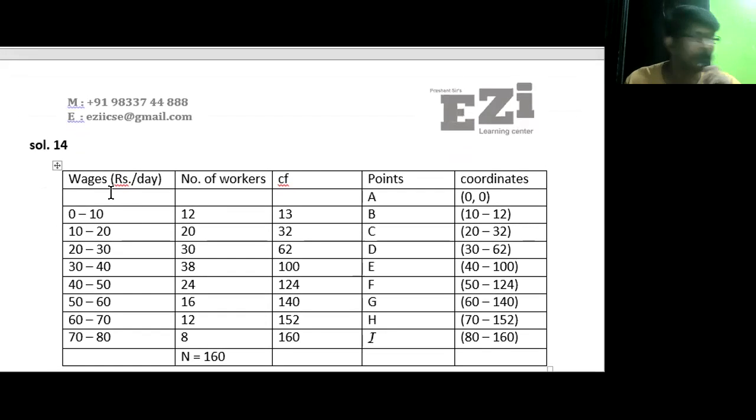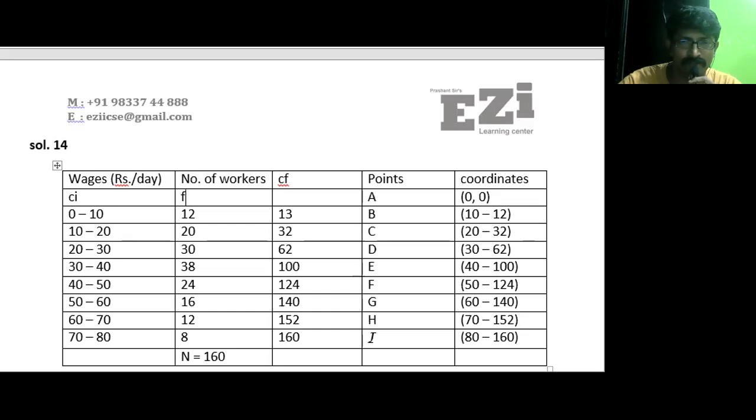So first we wrote wages rupees per day. Then number of workers. What was the number of workers? So 0 to 10, there were 12 people. 10 to 20, there were 20 people. 20 to 30, there were 30 people, and so on. I hope you understood this number of workers, which is nothing but frequency. This column will be named CI. CI stands for class interval. Okay, not compound interest.